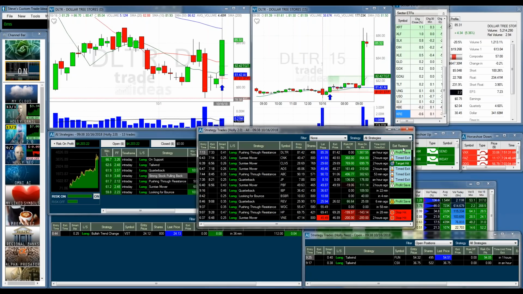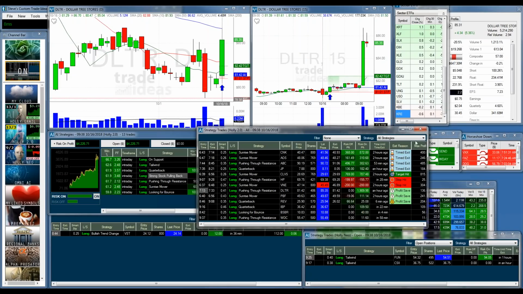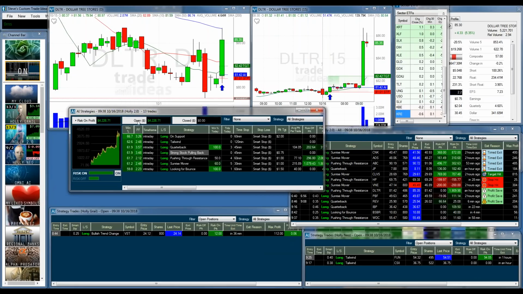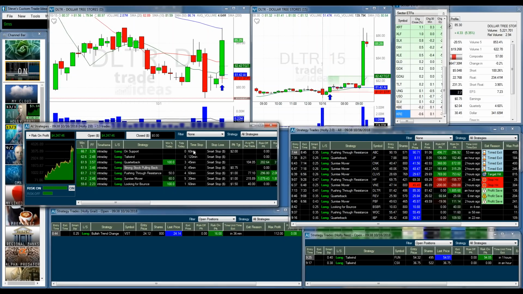Now, there are 5 reasons in which the AI will exit. I'm going to double click here and sort. The first is called timed stop, and you'll notice in the main parent window here, all strategies have a timed stop: 60 minutes, 120 minutes, 45 minutes, 30 minutes.